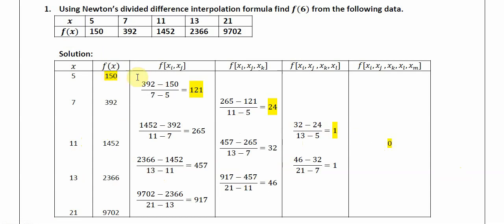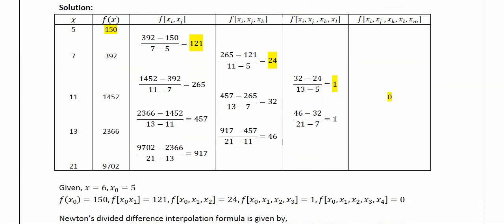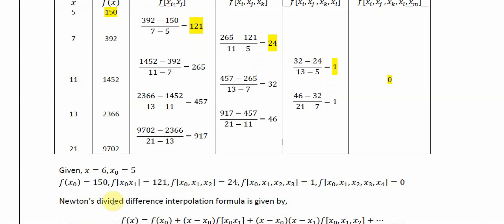F of x naught, divided difference x naught x1, divided difference x naught x1 x2, divided difference x naught x1 x2 x3, divided difference x naught x1 x2 x3 x4. Therefore, these are the divided differences which come in my formula. I have noted down all the values.